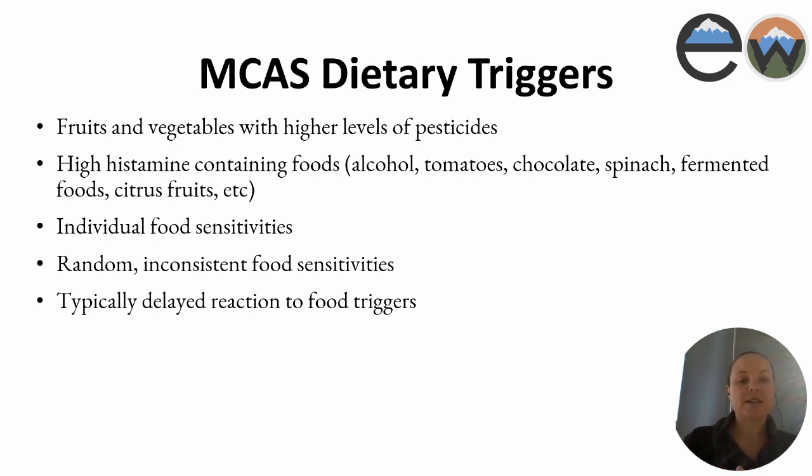But just to understand that those that are more sensitive to pesticides might have a reaction to fruits and vegetables that have pesticides on them. We talk about histamine a lot, and high histamine containing foods might be irritating for some individuals, and that's things like alcohol, tomatoes, chocolate, spinach, fermented foods, citrus fruits, things like that. Individual food sensitivities are going to potentially cause a reaction.